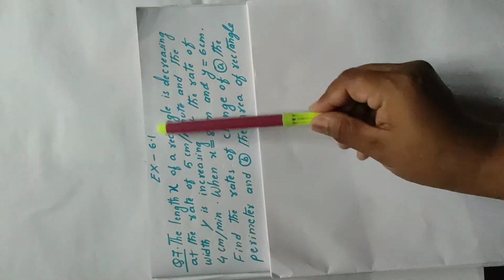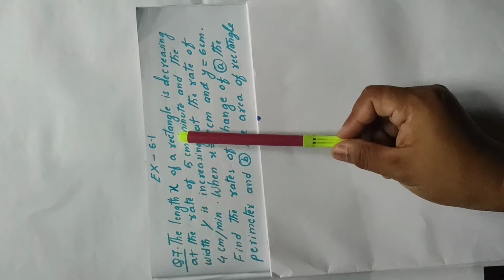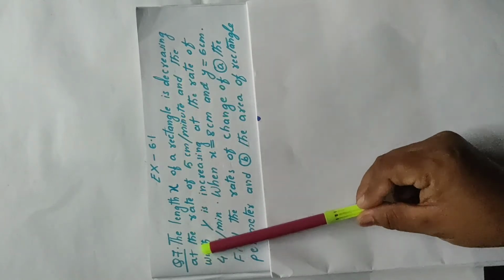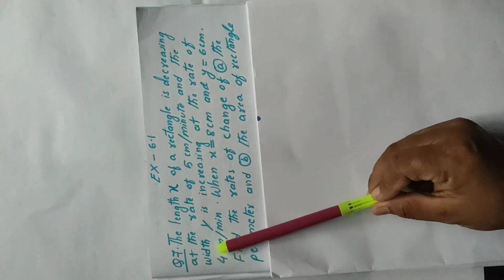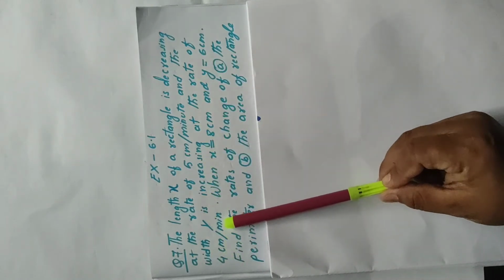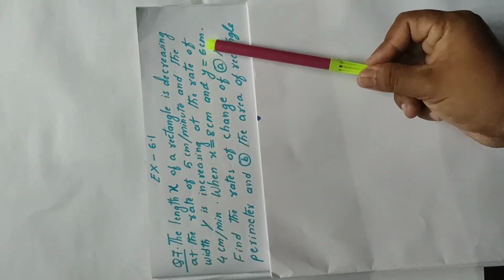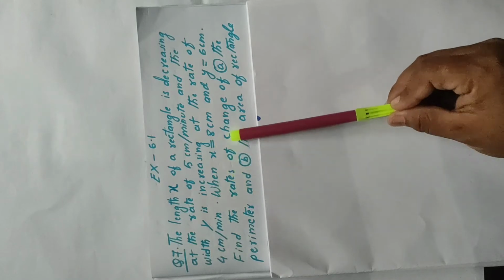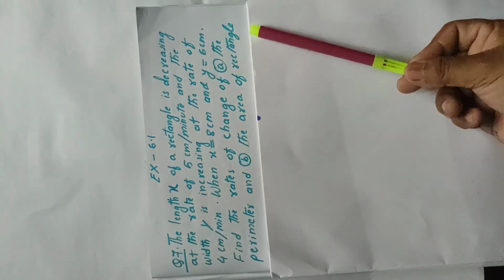So in this video we are going to discuss exercise 6.1 question number 7. The length x of a rectangle is decreasing at a rate of 5 cm per minute and the width y is increasing at a rate of 4 cm per minute. When x equal to 8 cm and y equal to 6 cm, find the rates of change of the perimeter and area of rectangle.